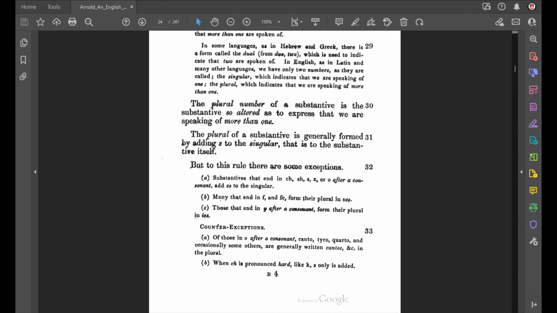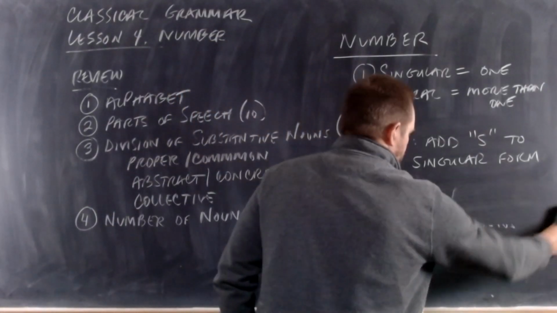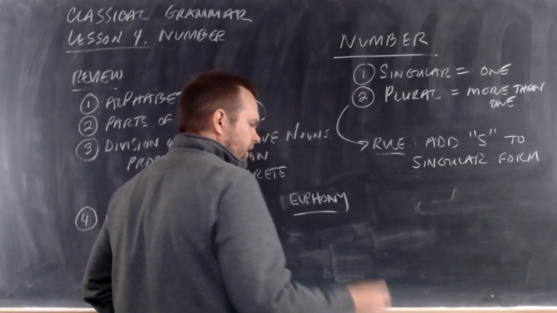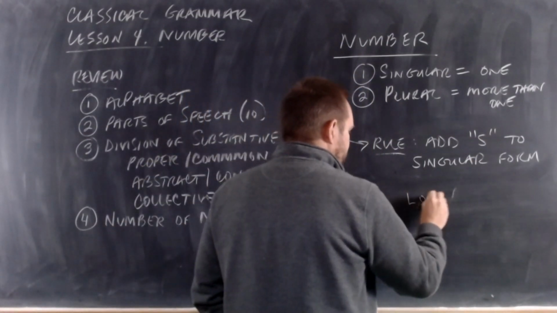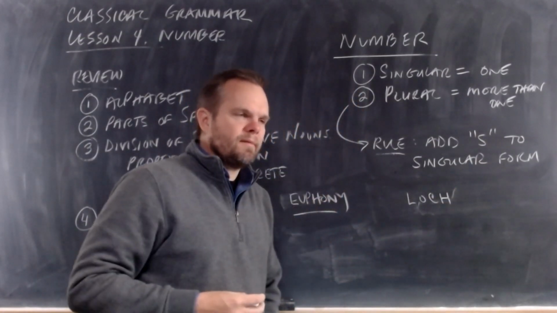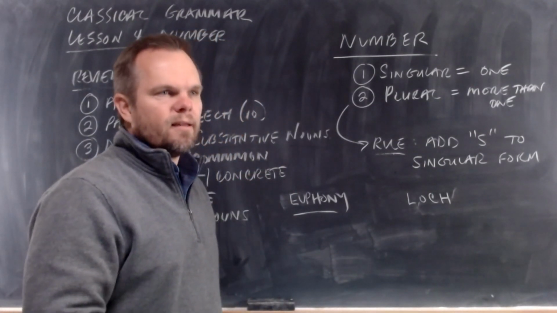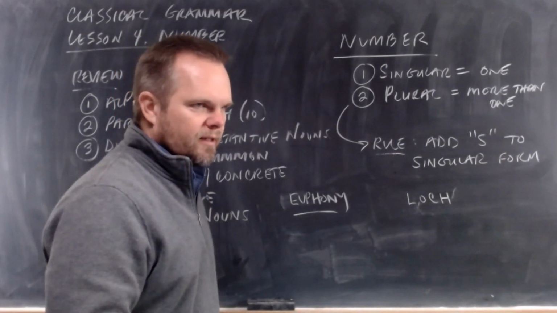And looking at the second counter-exception, a counter-exception, you understand, is an exception to the exception, right? When CH is pronounced hard, like K, S is added. So what that means, if we take a word like, you know what a loch is? A loch is a lake, all right? It's an older English name for lake, loch, like the Loch Ness Monster. You've heard of that? Lake Ness.